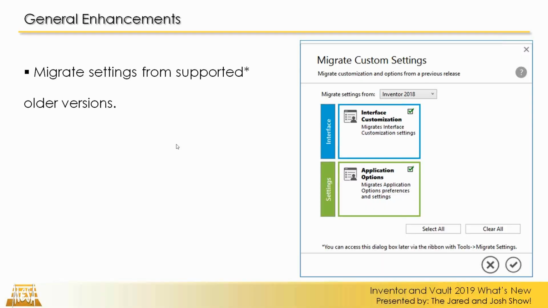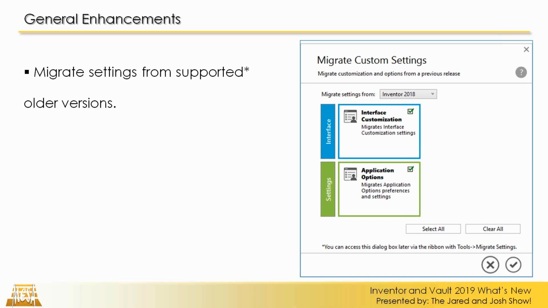So like I said, one of the first things that you're going to notice when you do finally do your upgrade is you're going to get this dialog box for Migrate Custom Settings. If you guys are also using AutoCAD, you noticed this a couple years ago for the AutoCAD software, to migrate your custom settings. So what does this do for you? This will eliminate the need to export your application options as an XML file and import them into this current version of the software. There is a note there.